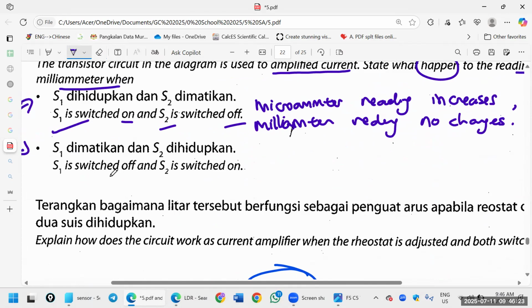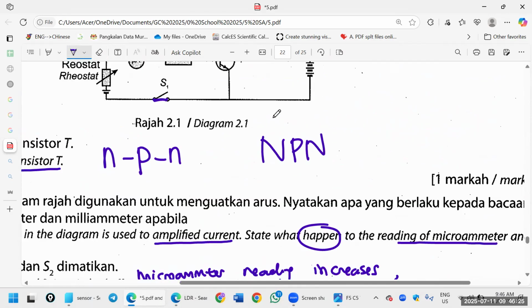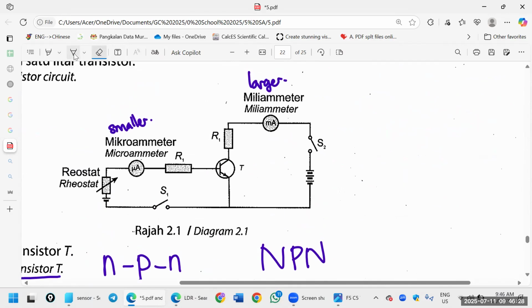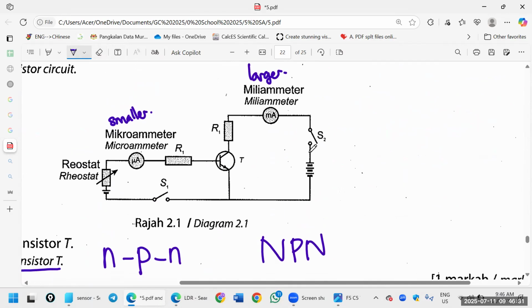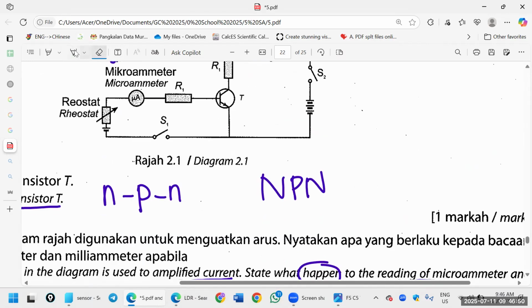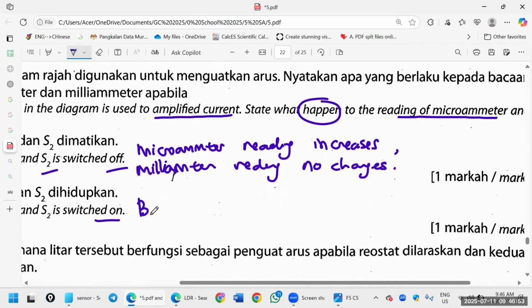When S1 is off, S2 is on. So I encourage you to use a pencil to draw it. So now S2 is on, but S1 is off. So how? Both have no reading, right? Because no IB, so no IC. Okay, we say both ammeters have no change.